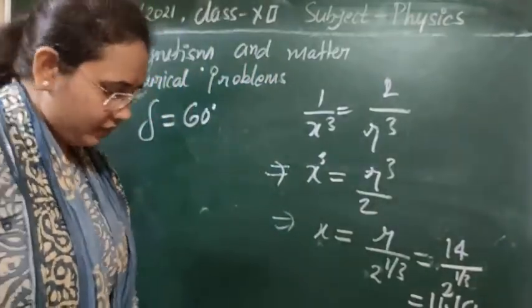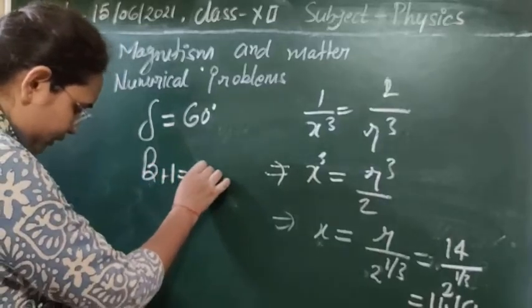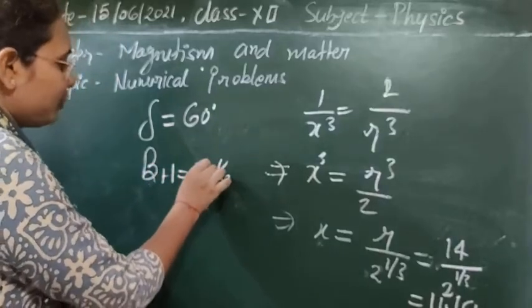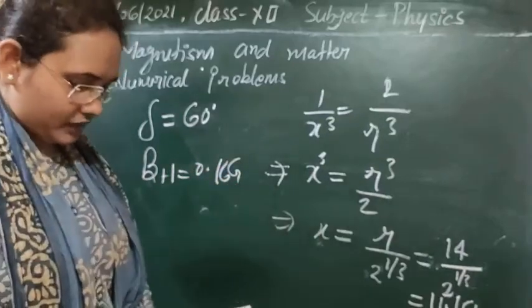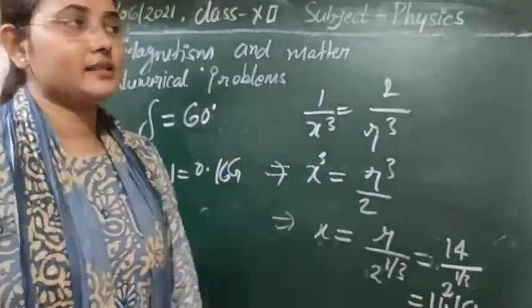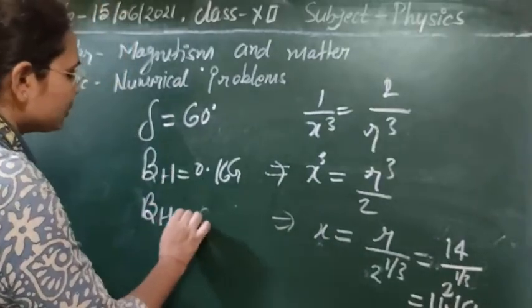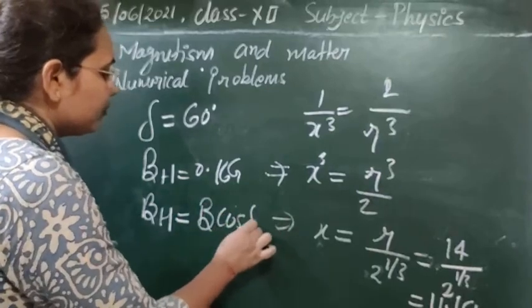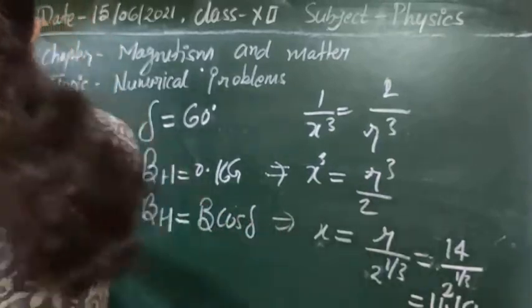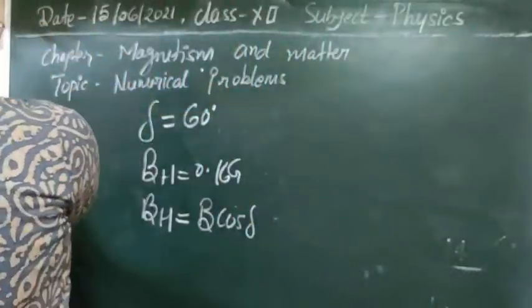Next, we have the value of the horizontal field given to us, and its value is equal to 0.16 Gauss. Now we have to first find the magnetic field in that direction, meaning the net magnetic field. So you know that the horizontal component of the magnetic field at any location is B cos delta. To just remind you of this, we can draw a diagram here.